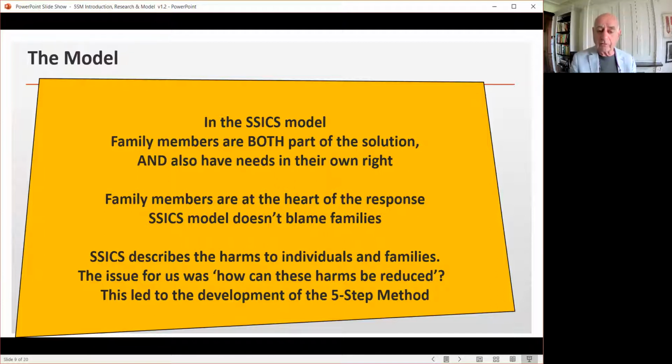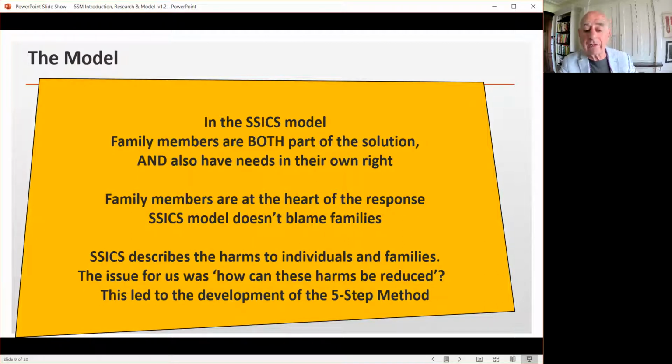We think that family members need to be at the heart of the response. So the 6 model doesn't go around blaming family members. We don't talk about codependency. We don't say that people develop problems because of their families. We don't have a view on that, but we think they are certainly part of the solution. But the 6 model describes the harms to individuals and families. And the issue for us was, how can these harms be reduced?